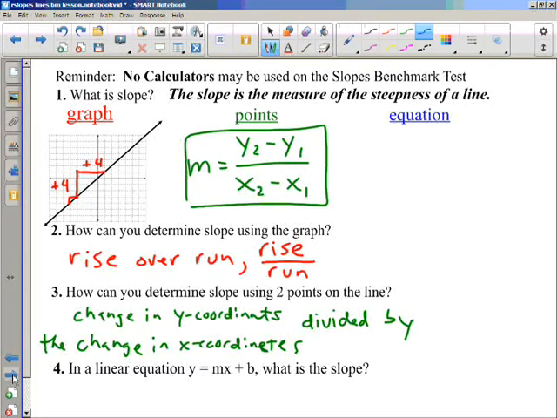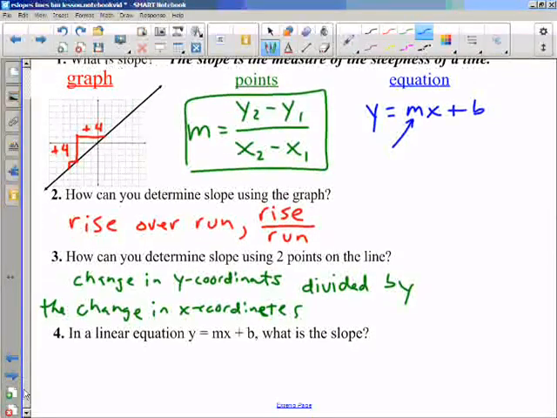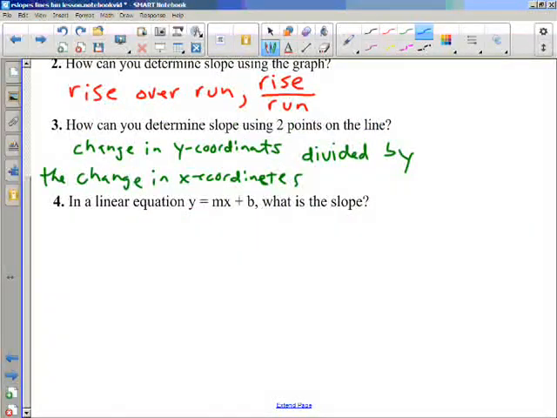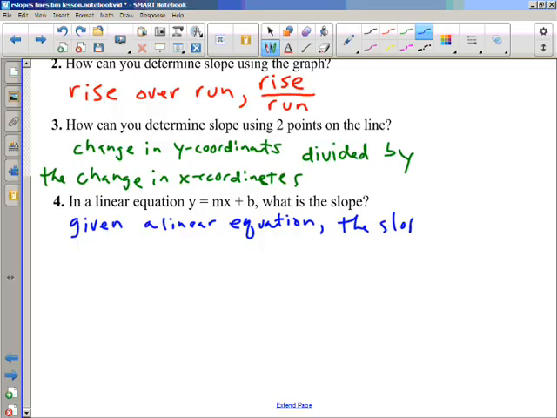Finally, and possibly the easiest, if we have an equation that we've identified as linear, and this equation form is called slope-intercept, we would simply look for the number in front of the x. Another way to say that is, if we're given a linear equation, and there are other types of equations, slope is the coefficient of x.